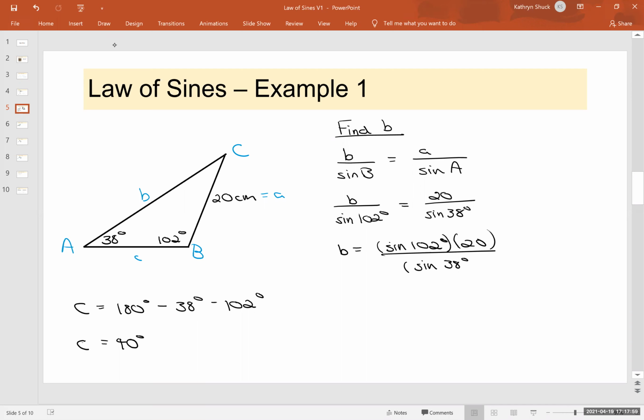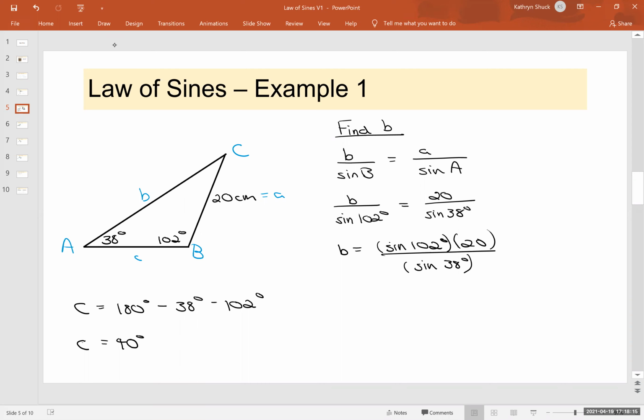And I plug this into my calculator. So two things: make sure your calculator is on degree mode, and also put it all in at once. Don't write down any partial information.